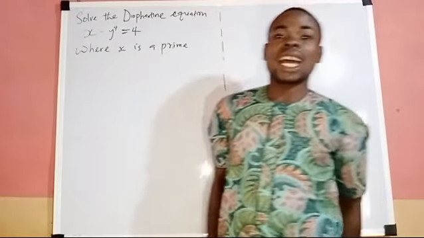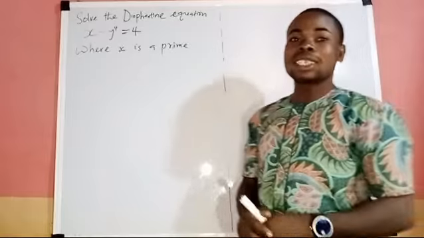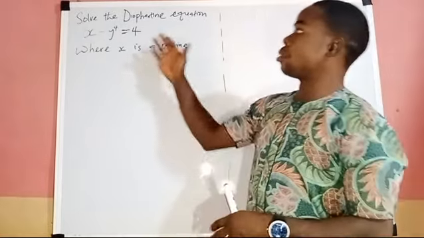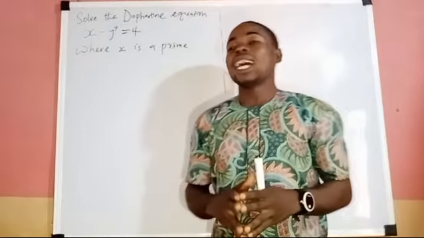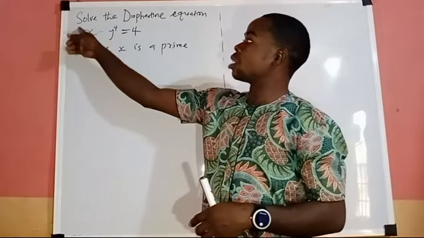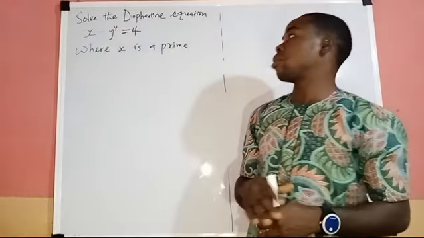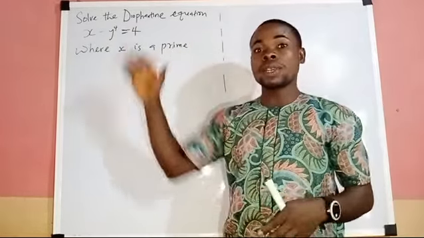Welcome to today's math class on Online Math Hub. Right in front of us we have this question. This is a simple Diophantine equation, and we are just going to solve this equation right here where x is a prime. That is the question in front of us, and it's pretty simple. We are going to be doing it together.